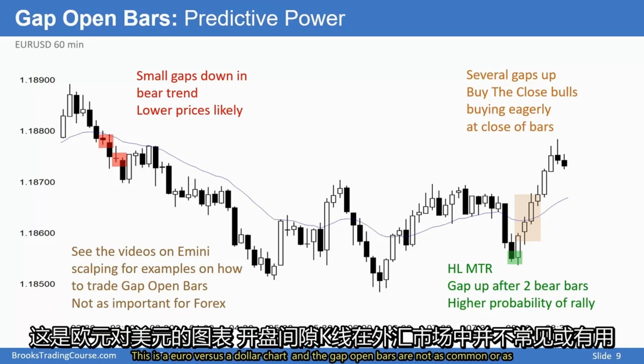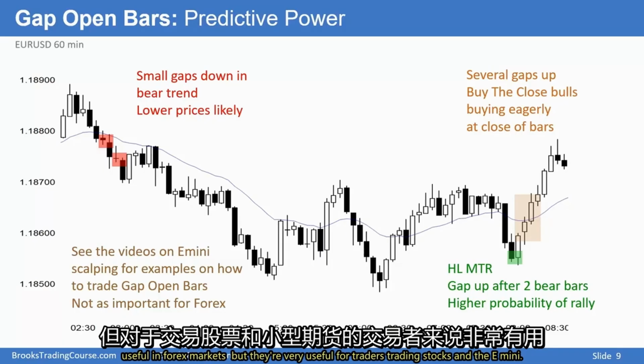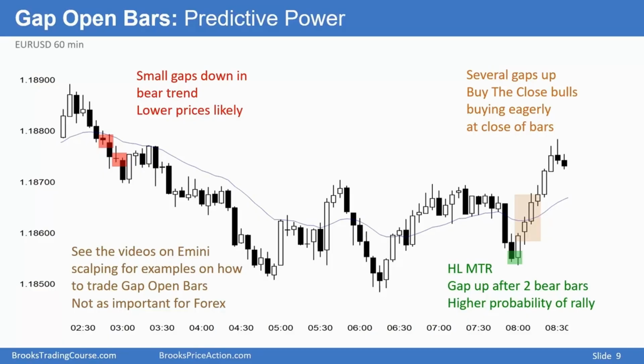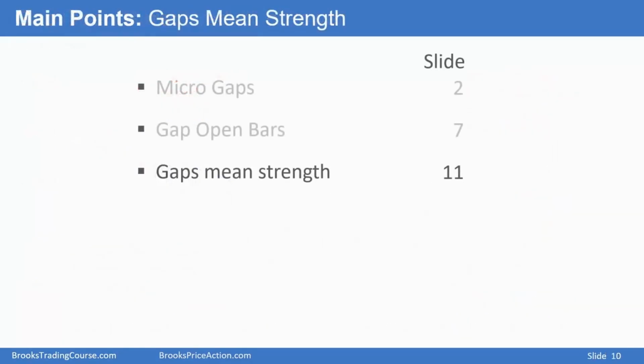This is a euro versus the dollar chart, and the gap open bars are not as common or as useful in forex markets, but they're very useful for traders trading stocks and the E-mini. A gap means strength.